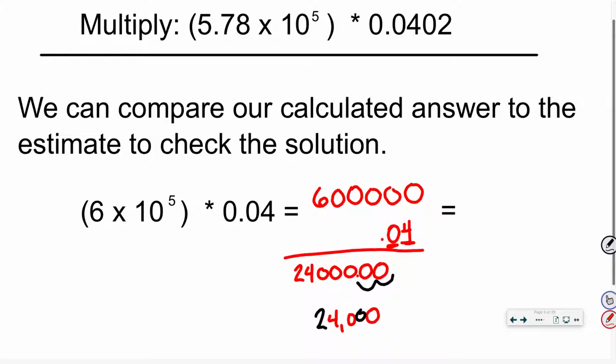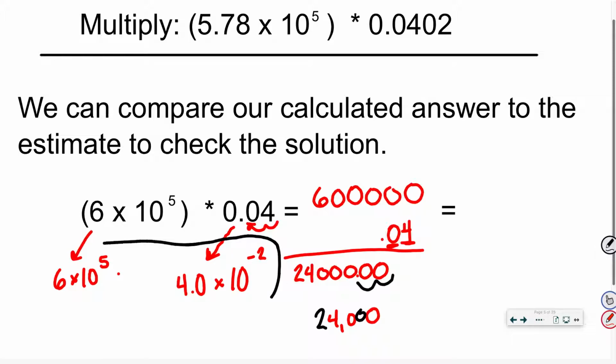You also had the option of doing this estimate in scientific notation. 6 times 10 to the 5th times, this number in scientific notation is what? What's the exponent? Negative 2. Yeah. We could have done it this way. Still, we would have gotten 24,000.